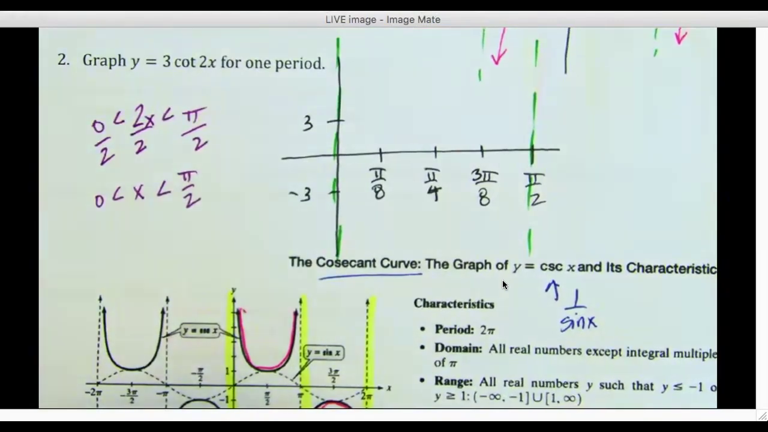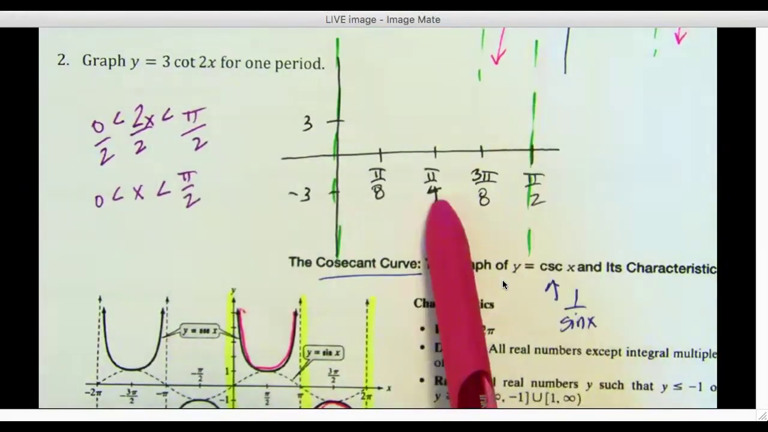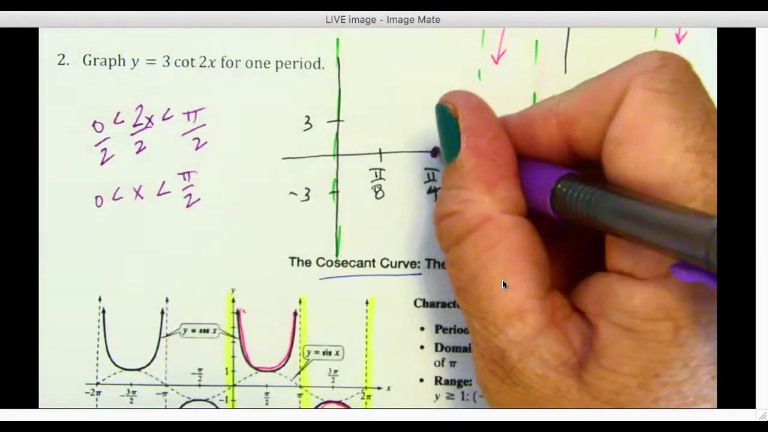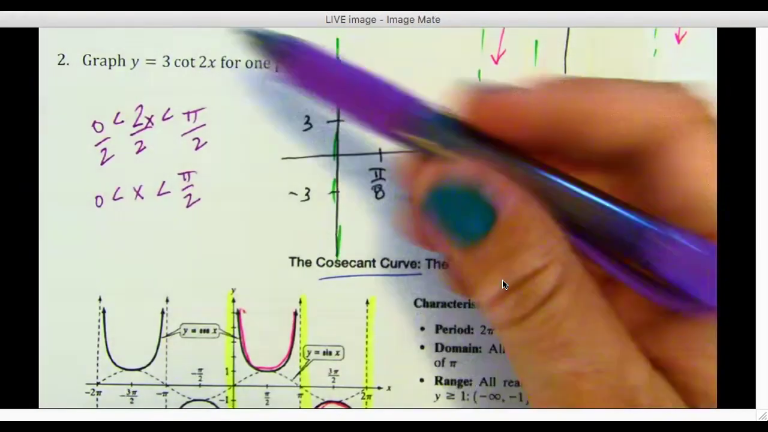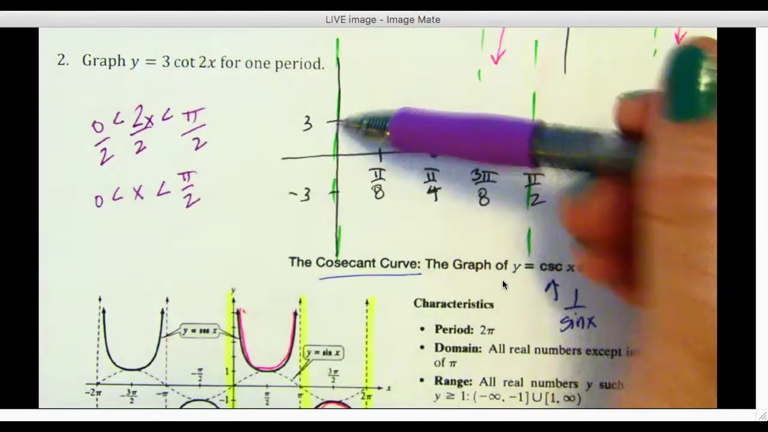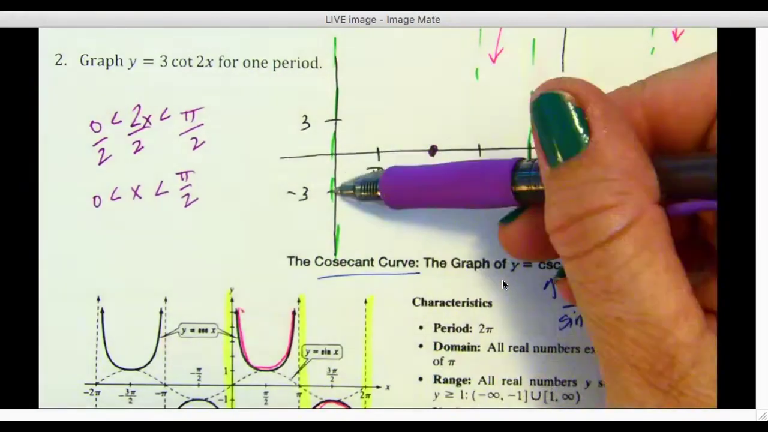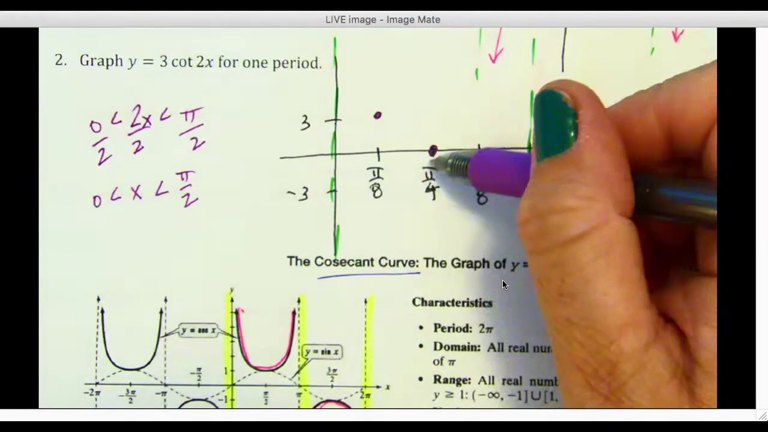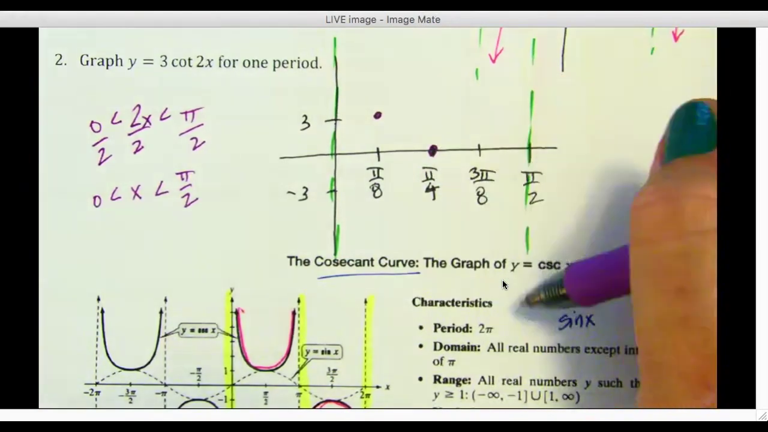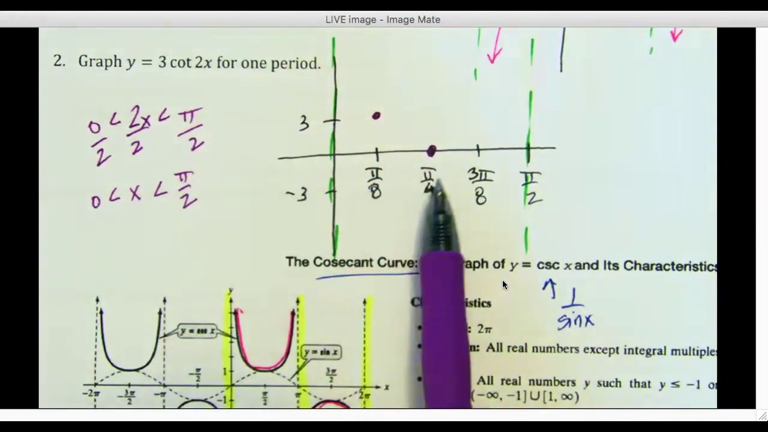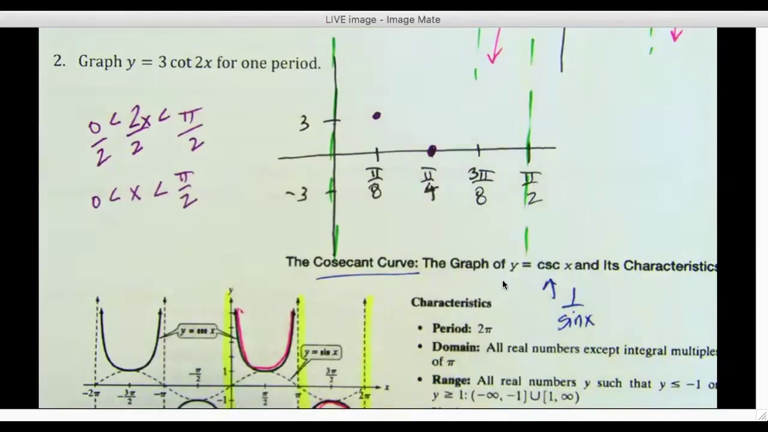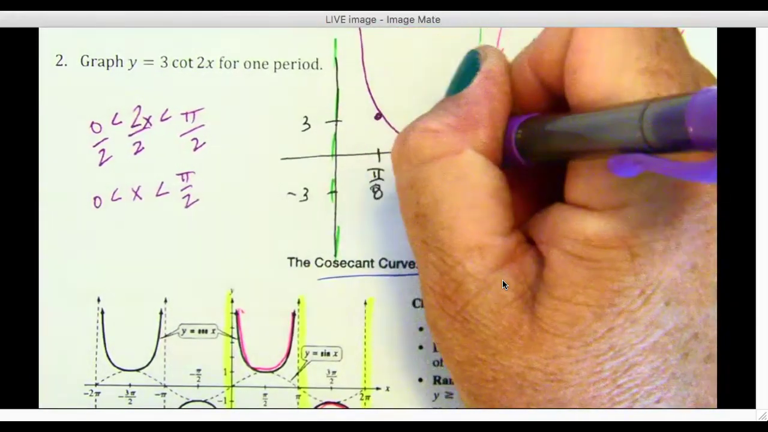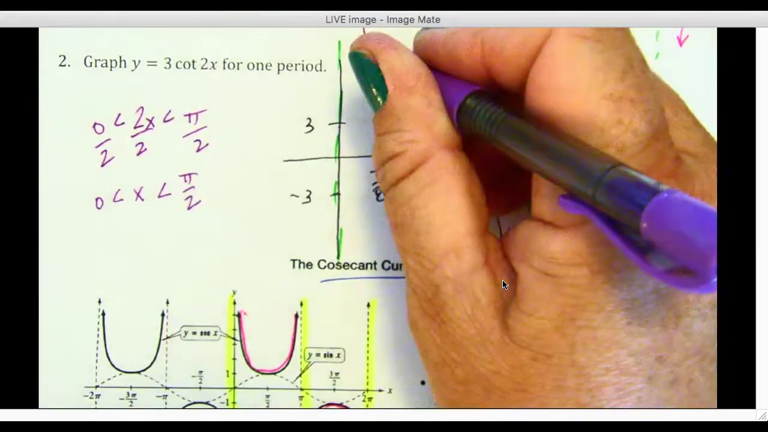And halfway between 0 and pi over 2 is pi over 4, and that's where I would have my 0. Cotangent starts high and goes low. The amplitude is 3. So at this first quarter point, halfway between 0 and pi over 4 would be pi over 8. And then halfway between pi over 4 and pi over 2 would be 3 pi over 8. 1 pi over 8, 2 pi over 8, 3 pi over 8, 4 pi over 8. And so this is my graph of cotangent.